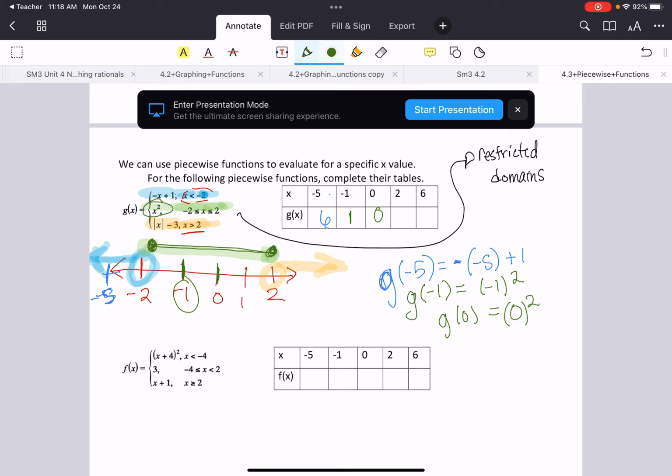Okay, we're good? Okay, what about 2? I see 2 in both of these, but which one am I going to use 2 for?